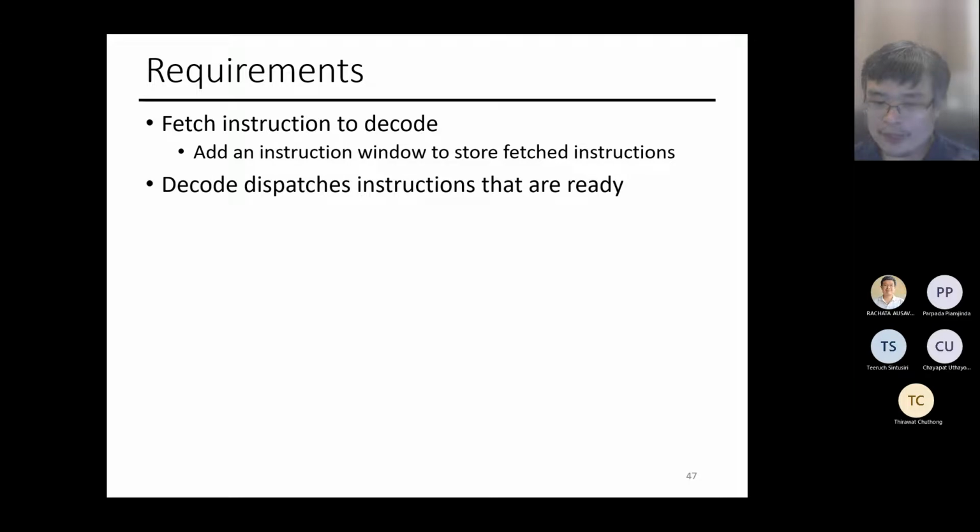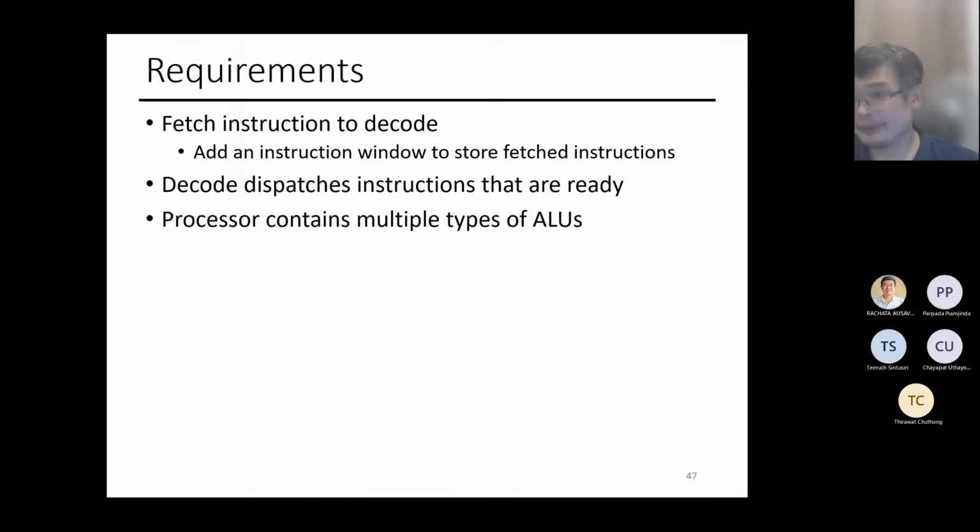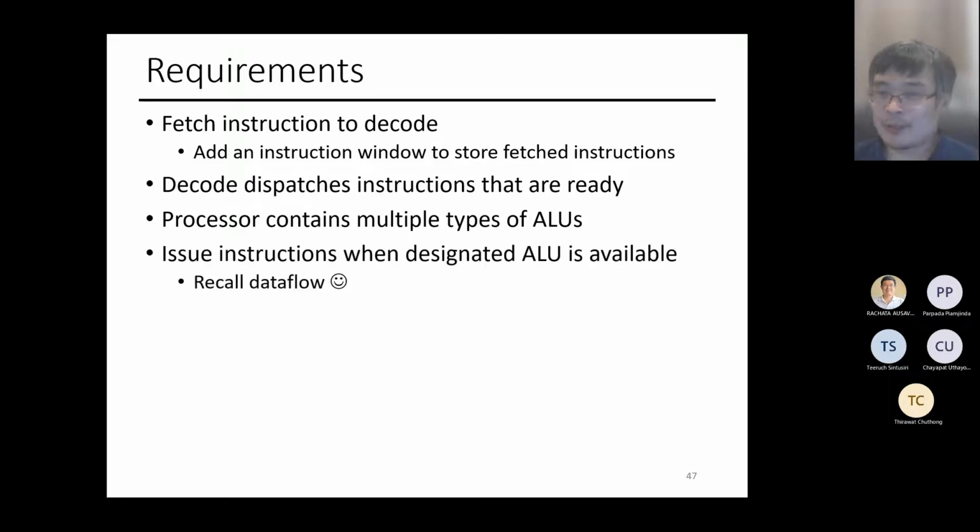Then when you're in the decode stage, you dispatch the instructions that are ready. I have all the inputs. The execute unit is ready. I can fire them off. And then the processor would contain multiple types of ALU. I have adder, I have multiplier, I have logical units that do AND or XOR. I can fire off multiple instructions together. And then it would issue an instruction when the designated ALU is available.